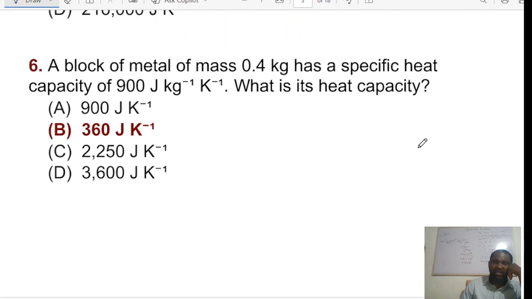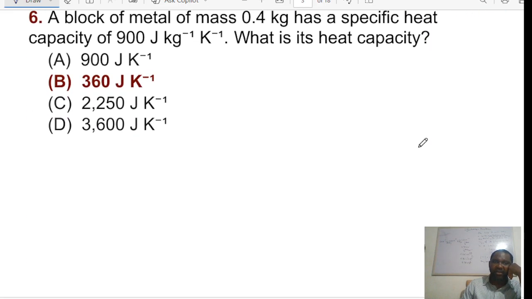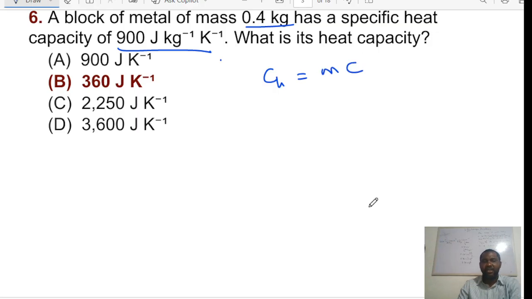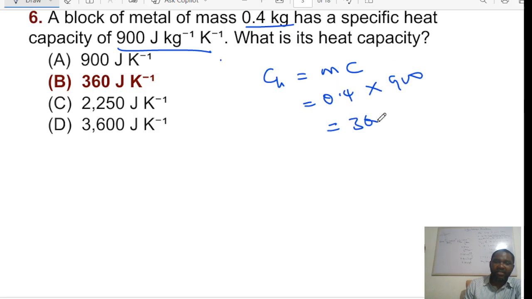Now the next one says a block of metal of mass 0.4 kilogram has a specific heat capacity of 900 joules per kilogram per Kelvin. What is the heat capacity? Very simple. Since we are given specific heat capacity and we are given mass, heat capacity is simply mass times specific heat capacity. Don't forget this. So the mass is 0.4 kilogram and the specific heat capacity is 900. That is going to give us 360 joules per Kelvin. So the answer to this question is B. Very interesting, right?